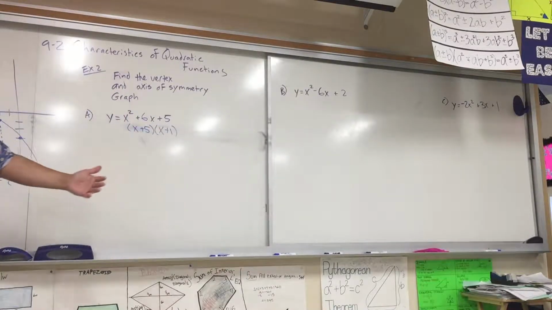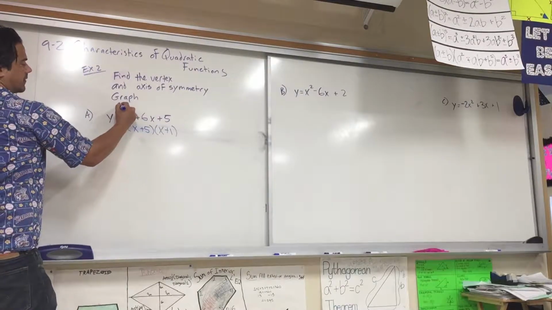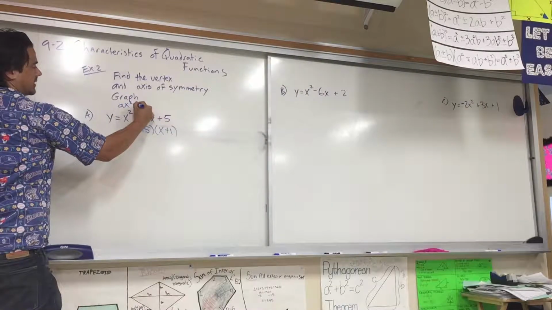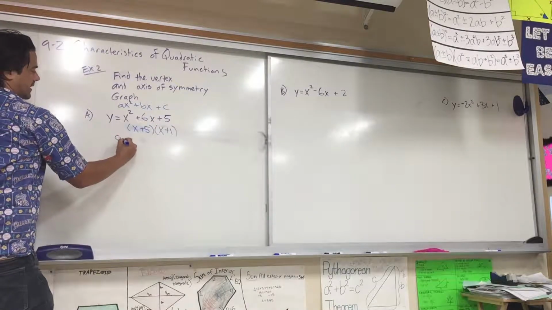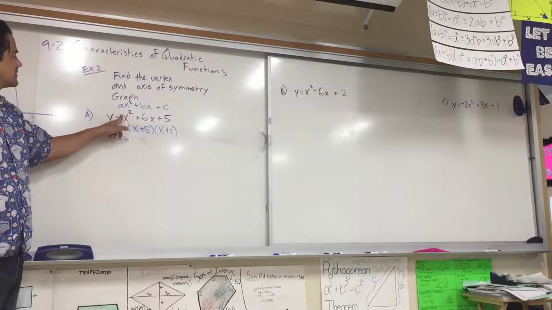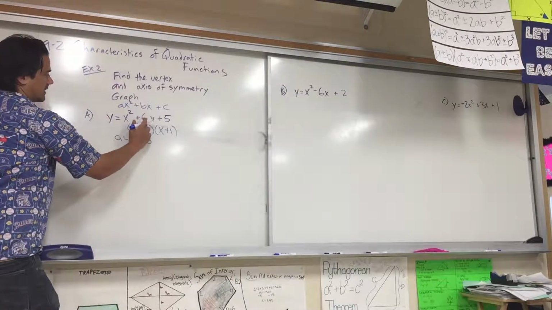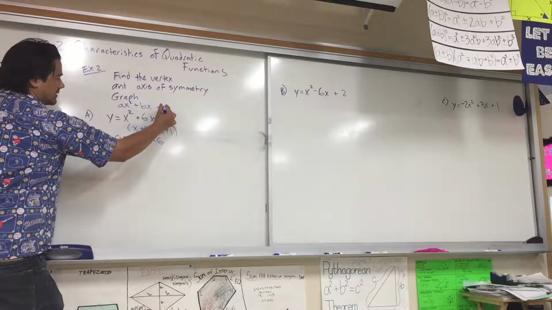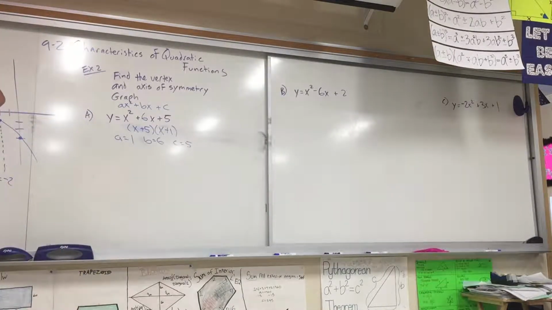Okay, well we're gonna do it graphically now. So it's got to be in standard form: ax squared plus bx plus c. So my a is gonna be what? 1. Okay, a is 1 in front of x squared, right? B is 6, and c is 5.